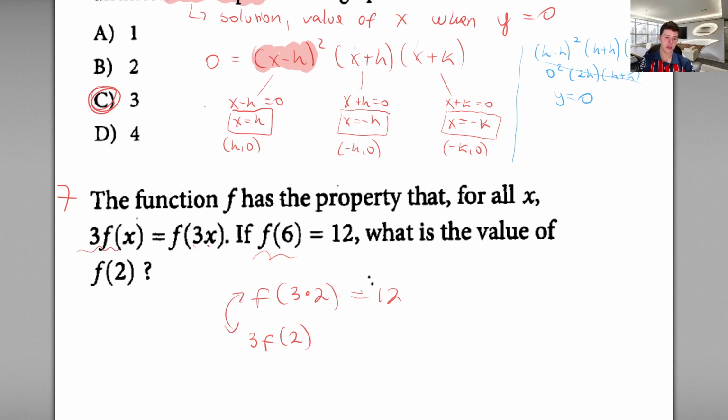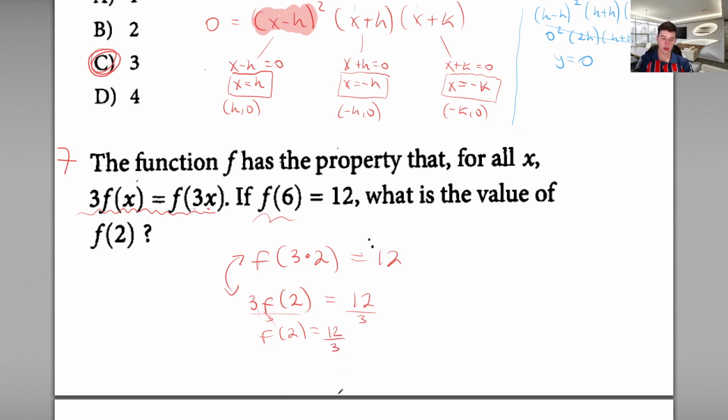So just using this relationship here can help us very easily. So that's equal to 12. So for f of 2, we just got to divide everything by 3. So we can cancel this out, right? f of 2 equals 12 divided by 3. So f of 2 equals 4.